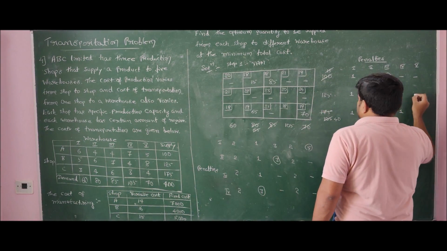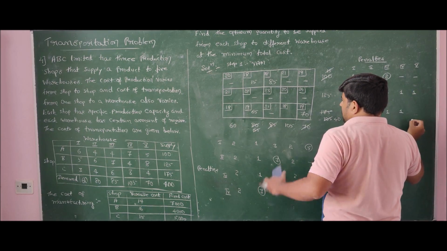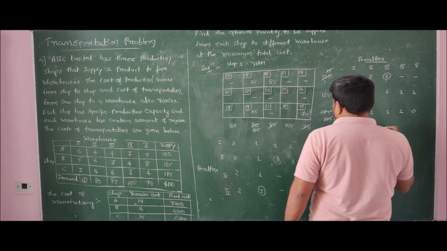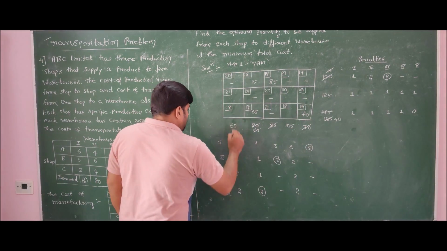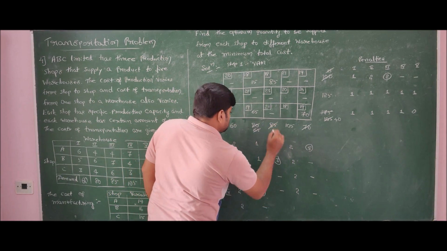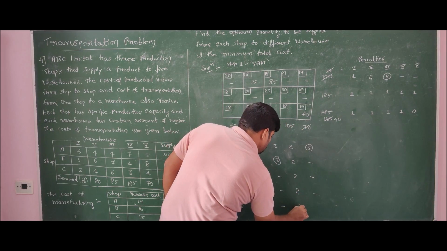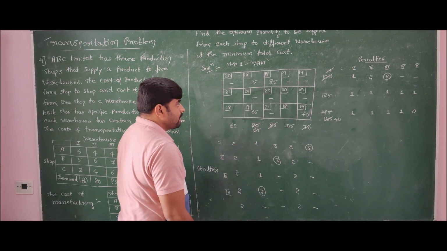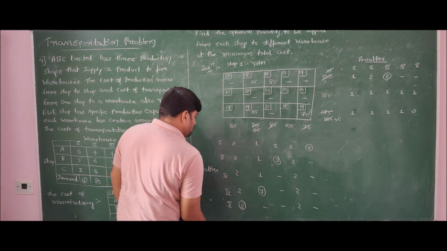Now if I go for the next step, penalty calculation, we have penalty as 1. Here we have penalty as 0, 18 and 18. Here we have penalty as 2. This is done. This is also done. Here we have penalty as 2, and this is also done. So we have the highest penalty as 2. I will go with this one.